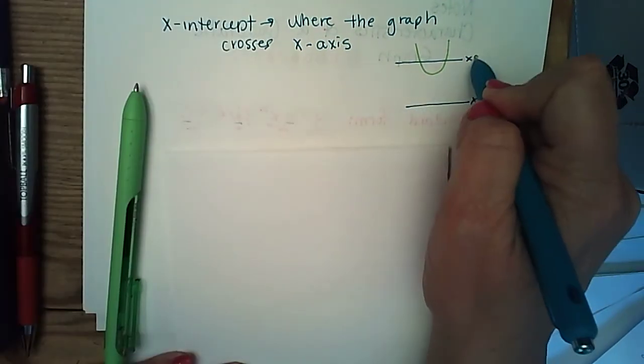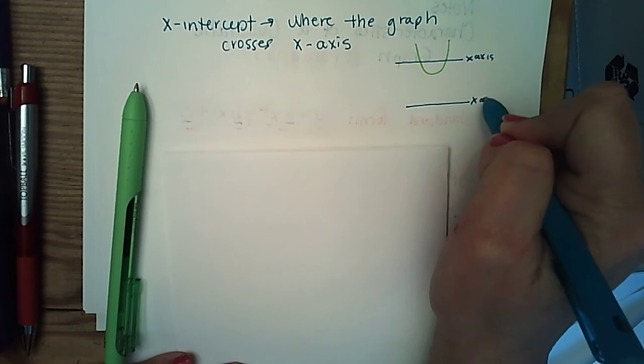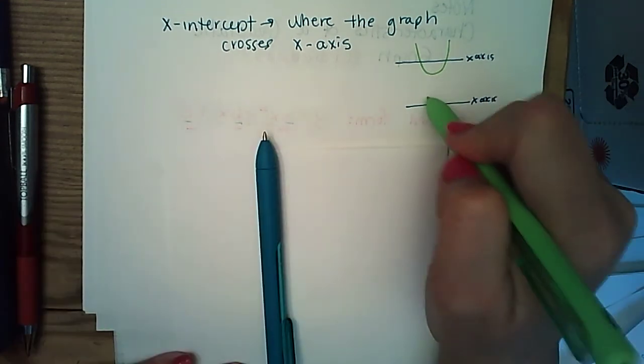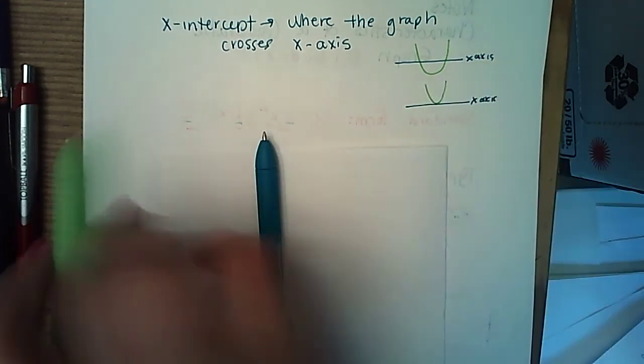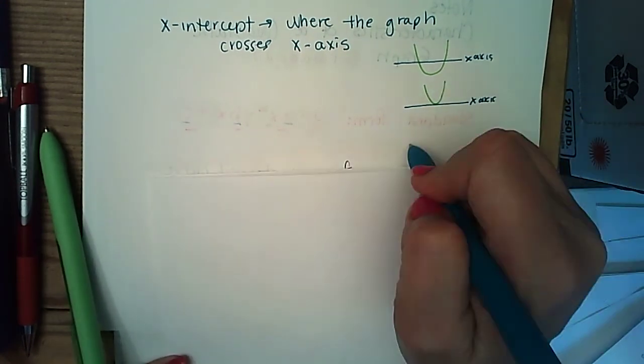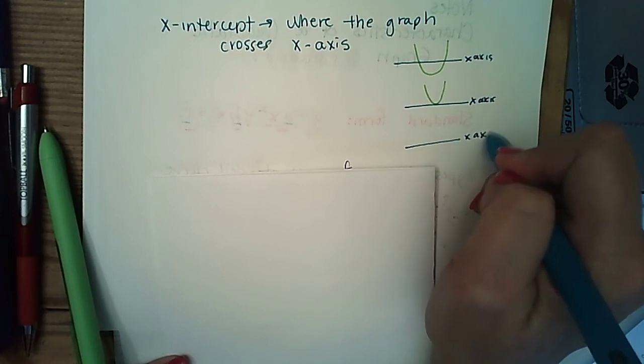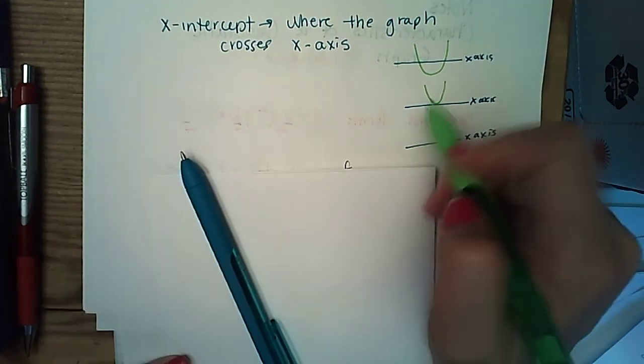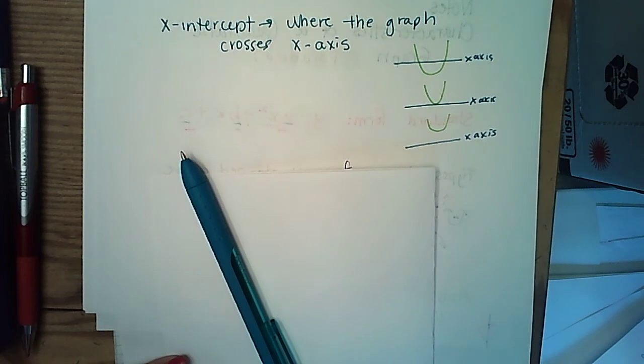He can sit on my x-axis and have one x-intercept, or I can get all real fancy and he might sit up here and I have no x-intercepts. It's just where he crosses the x-axis. That is the x-intercept. When I get to this x-intercept, a bunch of things happen. The x-intercept's a big deal in my parabola.